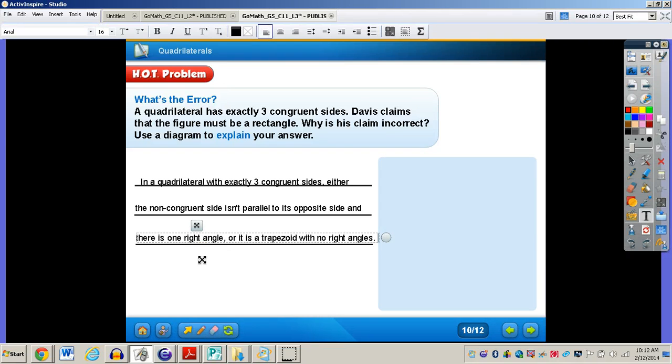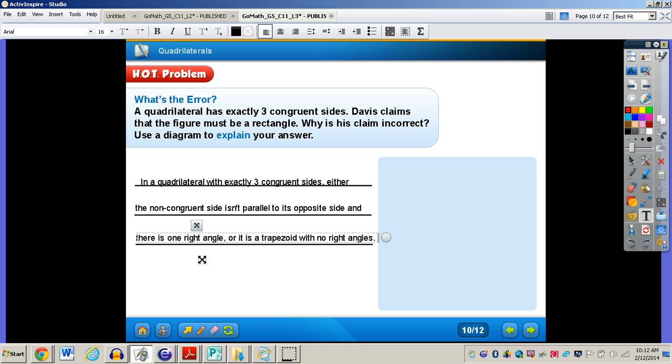Here's a possible explanation that you need to at least come close to with the error. In a quadrilateral with exactly 3 congruent sides, either the non-congruent side isn't parallel to its opposite side and there is one right angle, or it is a trapezoid with no right angle. So it is important to understand that just having 3 congruent sides does definitely mess this up in order to be a rectangle.